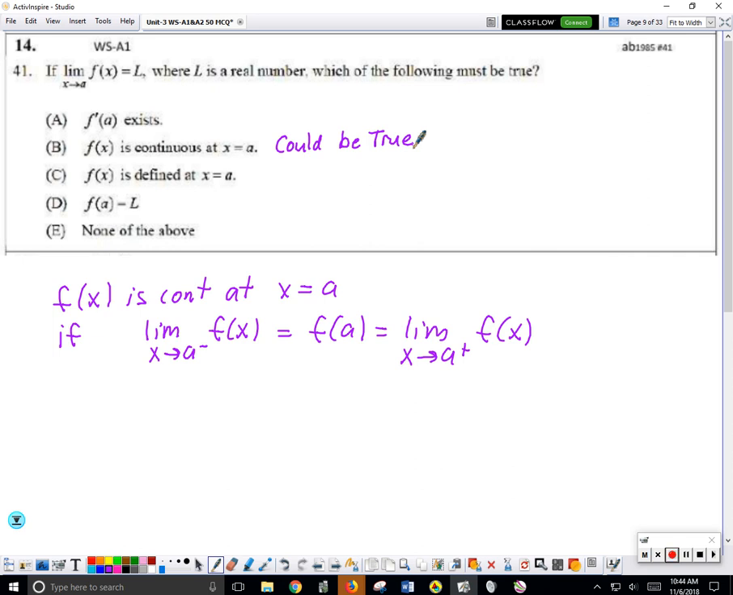Not necessarily. The limit is only talking about what's happening a little bit before a and a little bit after a. The limit doesn't reference what's happening at a. So this one here also could be true. I do not have enough information to declare this to be false or true. Same thing. Does f of a equal L? I don't know. It could, but it doesn't have to, based on this data. Well, if I don't even know if the function exists at a, I can't say that the derivative exists at a. So none of the above.